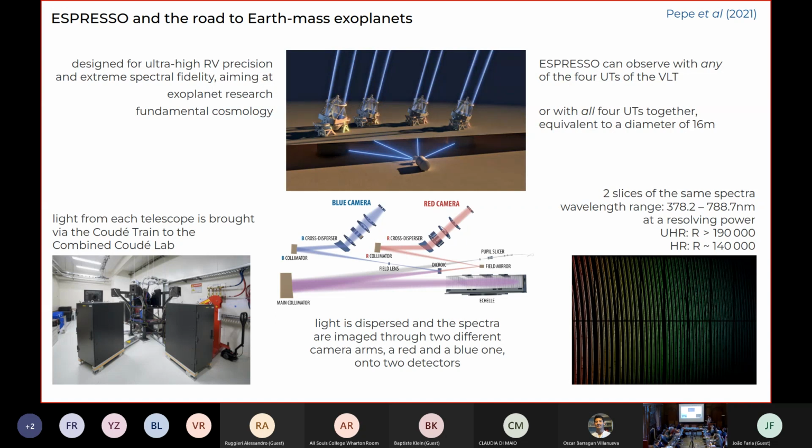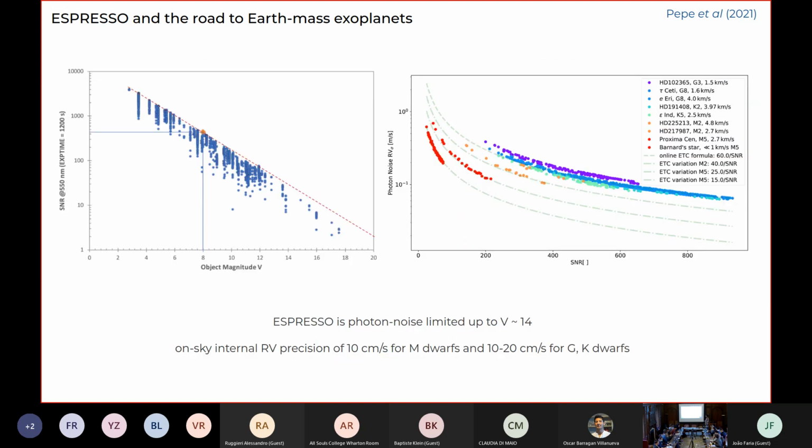And yeah, once the light gets to the spectrograph, it is dispersed, and we have 2 cameras, 2 different detectors in the red and in the blue that image the spectra. At the end, there is a pupil slicer, so we get 2 slices of the stellar spectra in the wavelength range from about 380 to 780 nanometers, at different resolving powers depending on the mode. Typically we use the high resolution mode with a spectral resolution of 140,000. So this is the high-level view of the instrument.